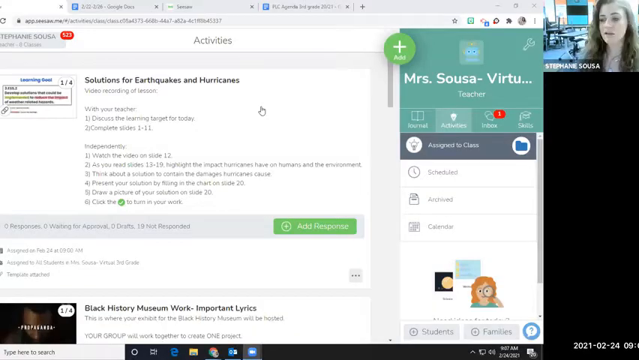On Seesaw, you will see that we have an activity that has been unlocked to you. If you click that activity bulb, it will refresh and bring it up. It is called Solutions for Earthquakes and Hurricanes. These are structured the same way they were yesterday. We're going to work on coming up with a solution for the damage caused by earthquakes together. And then you are going to work on coming up with solutions for the damage caused by hurricanes independently, okay?